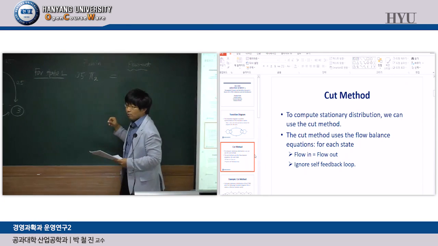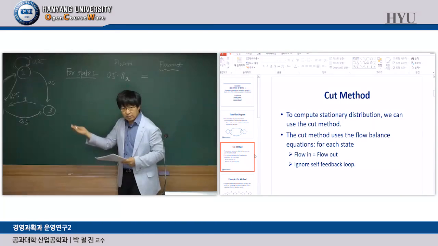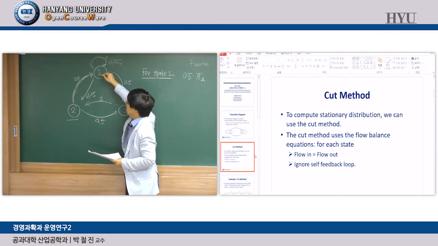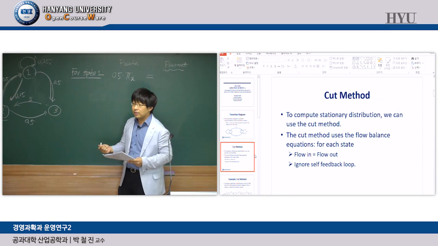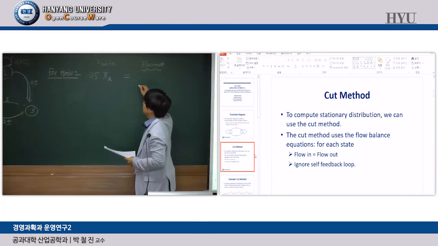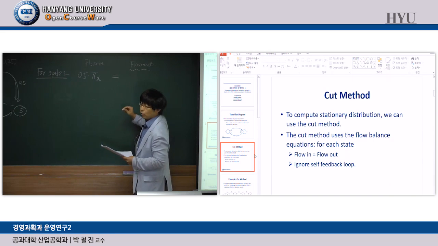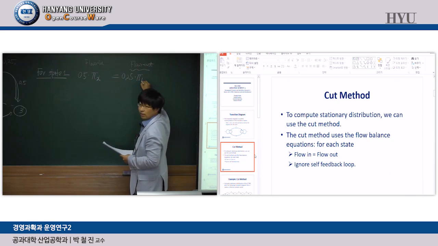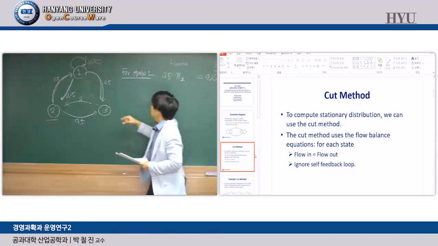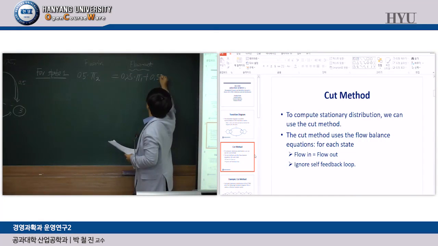When you consider flow out, as I said before, we don't have to consider any self-feedback arcs. Okay. We don't consider this. But when we consider state 1, this arc and this arc are the arcs about flow out at state 1. Okay? So transition probability from state 1 to 2 is 0.25 times pi 1 plus, for this arc, 0.5 times pi 1.